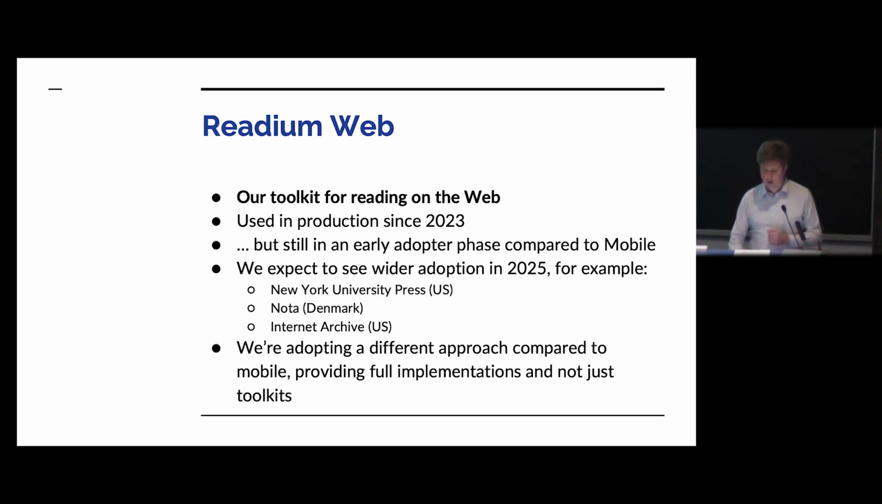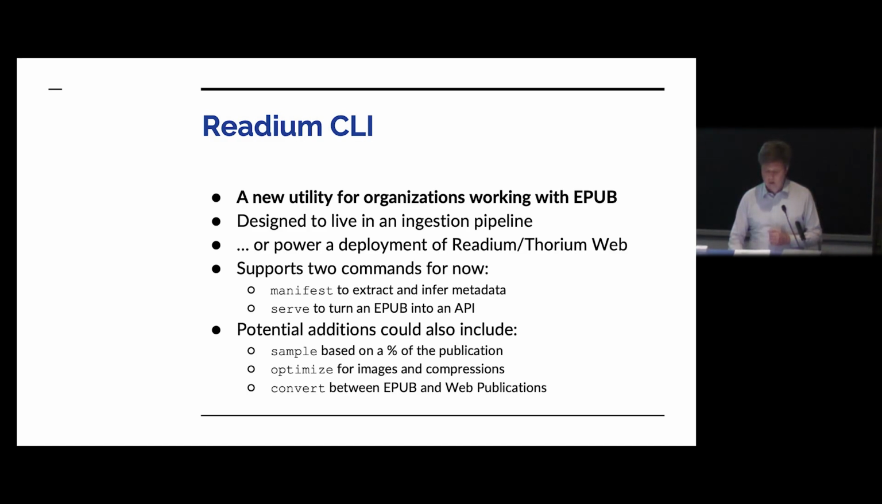Readium CLI, so that's a new utility. It's something that's designed to do two things. It's designed to live in an ingestion pipeline. So some of you might be ingesting thousands, if not millions, of EPUBs. And usually you have EPUBCheck, and you have ACE. That's meant to live side by side with those two. But it's also meant to power a deployment of the web reader. So it has two roles. It's a multi-command, multi-feature utility. And right now it supports two commands.